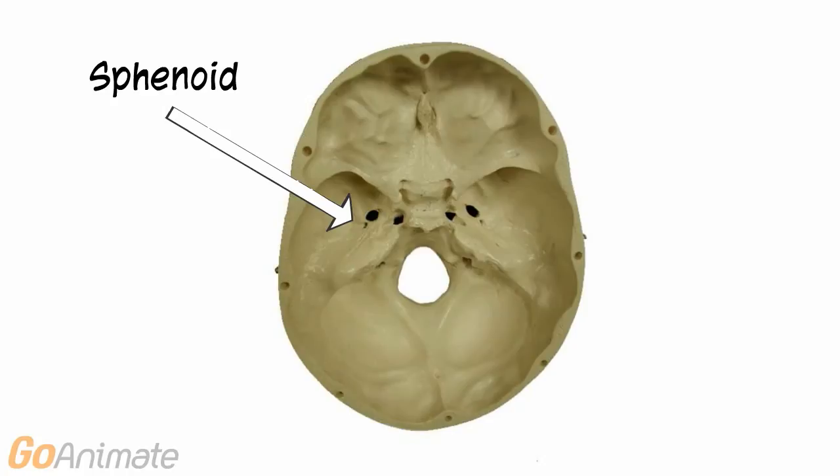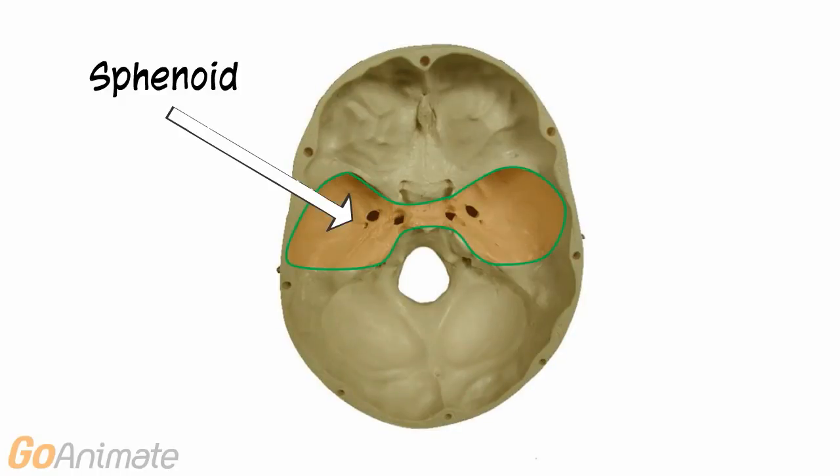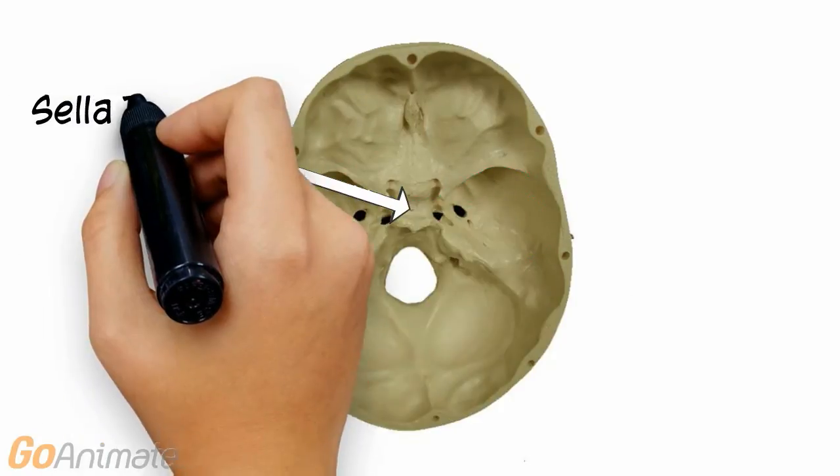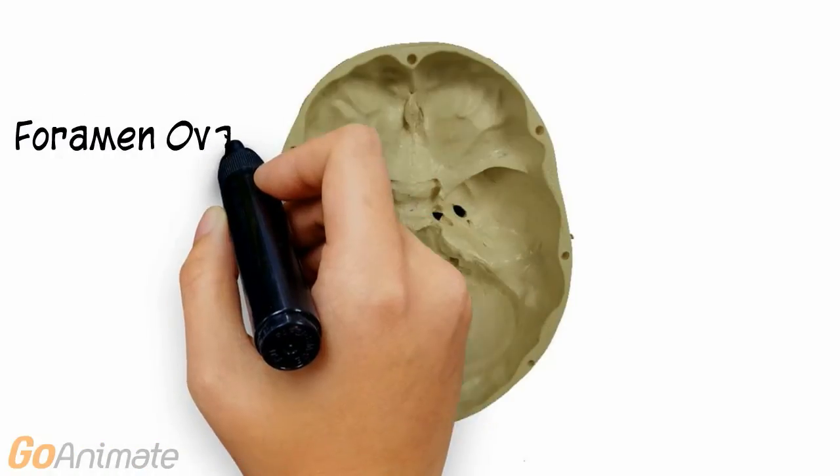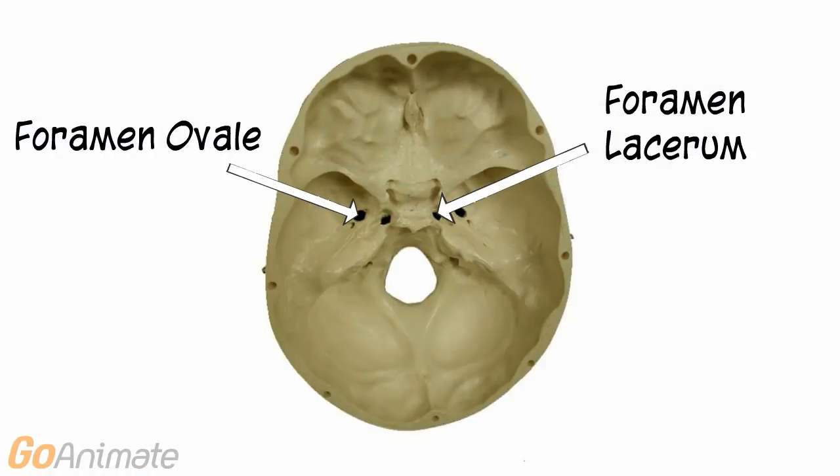If we remove the top of the skull and look inside, we can see a few more structures. The sphenoid bone extends across the floor of the skull. An important landmark on the sphenoid bone is the sella turcica, where the pituitary gland resides. We also see some holes or foramen in this view.